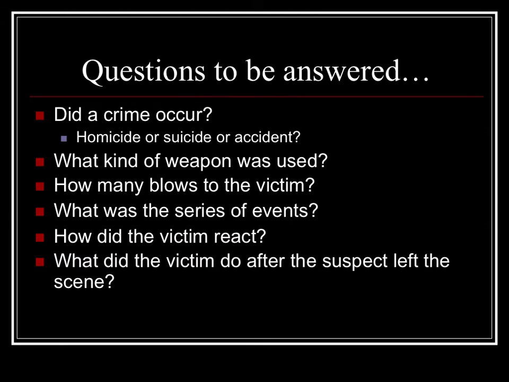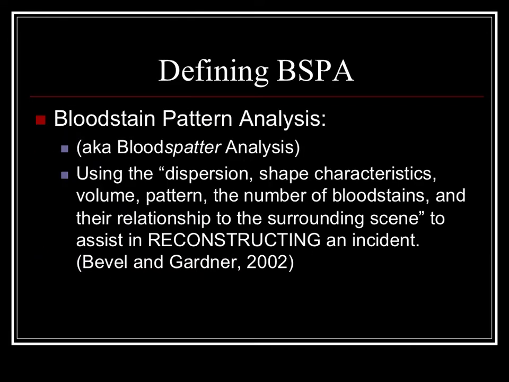And then also, what did they do? Did the victim move? Did the person who killed them move the person? Was the person still actively bleeding, or were they already dead? Okay, so those are all some of the things that we can start looking at. So when we're looking at bloodstain analysis and we're saying, okay, what do the patterns tell me?